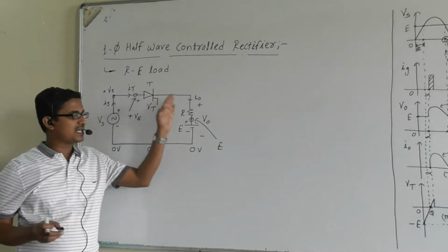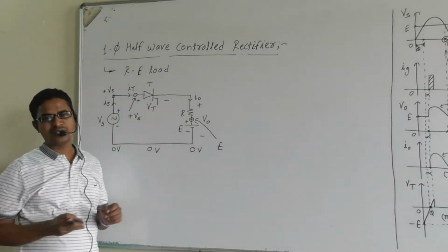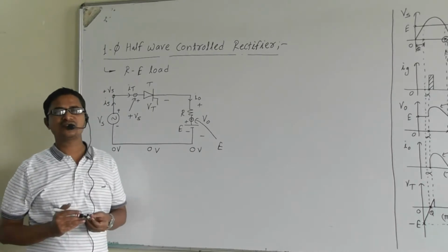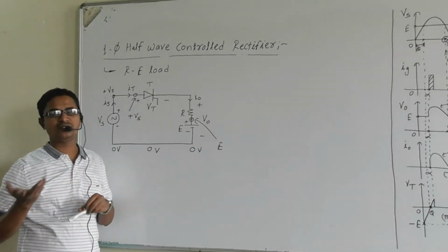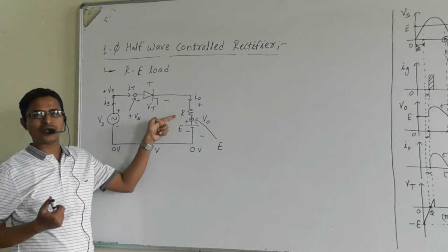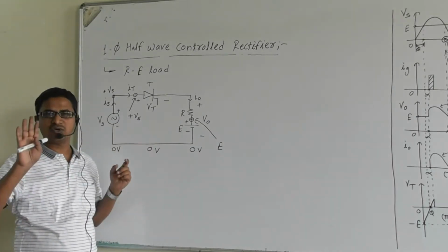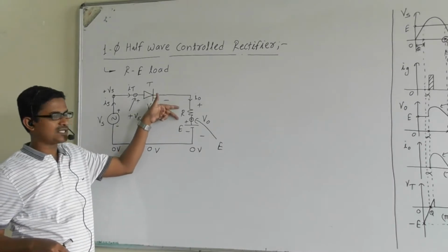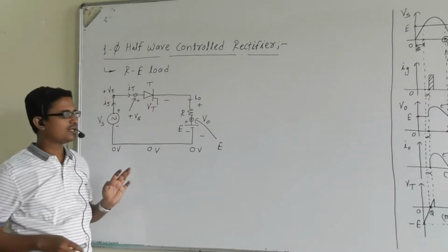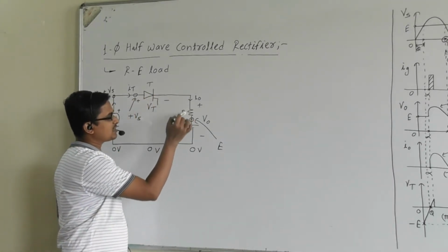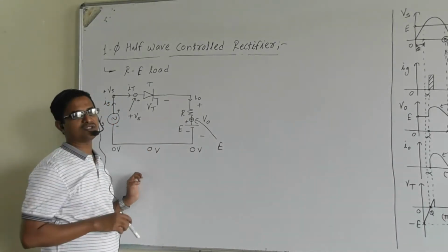Initially the SCR is in the off state. When the SCR is in the off state, what is the current in the circuit? It will be 0. So what about the voltage across the resistor? The voltage across the resistor is also 0. Voltage across the resistor means the potential difference across the resistor.